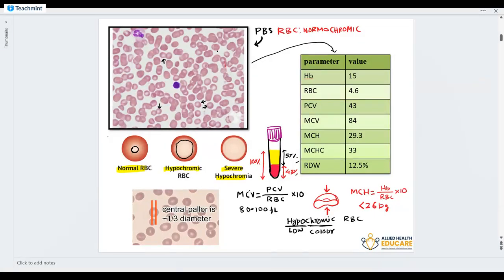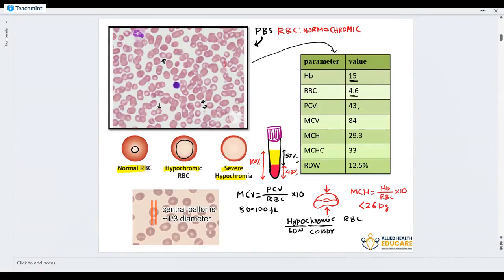If we compare the peripheral blood smear with the CBC report, the hemoglobin is 15. Hemoglobin 15 means it is absolutely normal. RBC is 4.6 million. That is also normal.